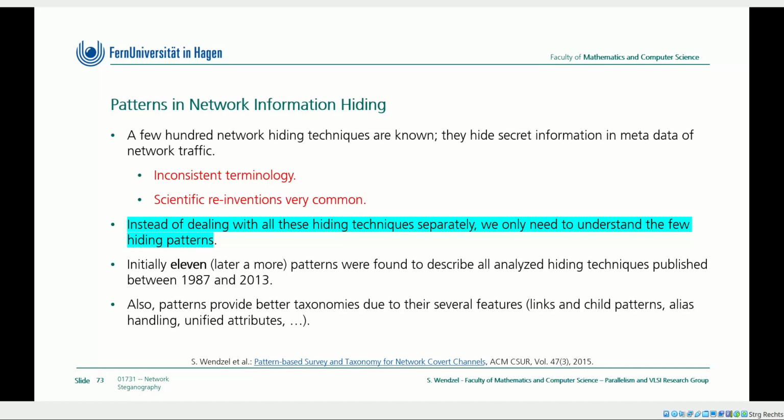while 109 hiding techniques were analyzed that were published between 1987 and 2013. Later, more patterns were found. And some of the original patterns were also split into multiple patterns to have a more precise taxonomy. As mentioned, patterns can build taxonomies because they can have child patterns, aliases, and so on.